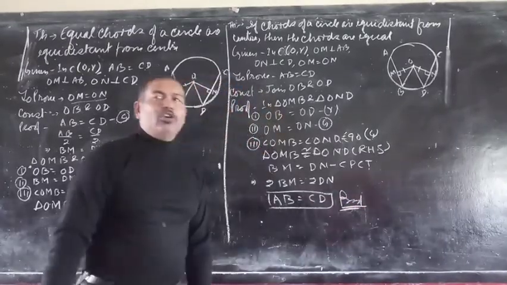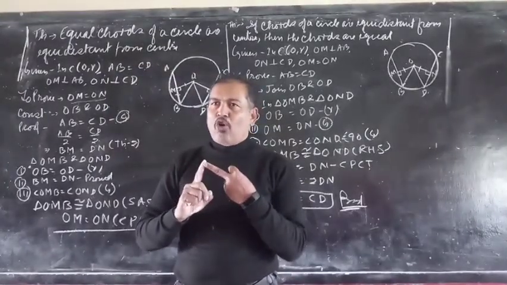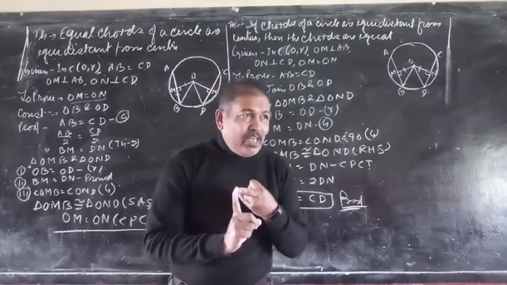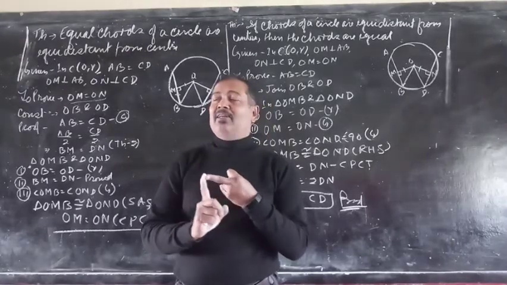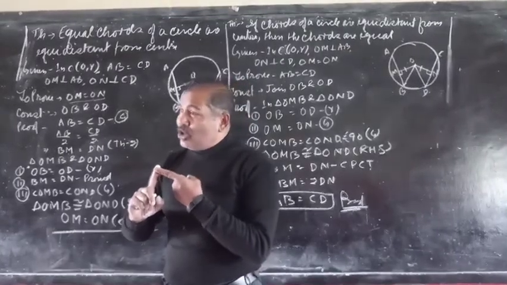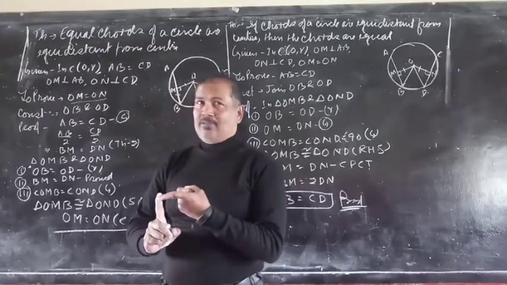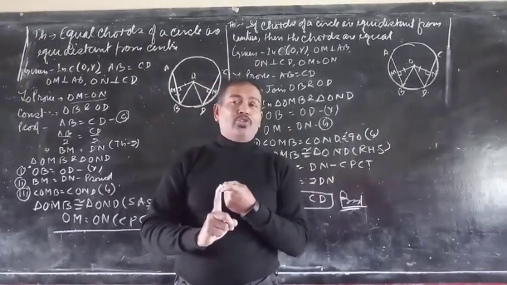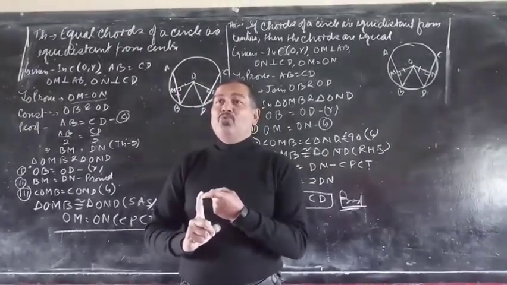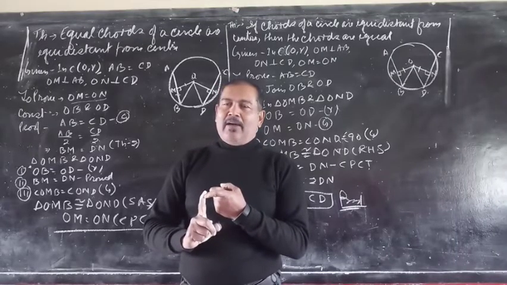So here we have gone through the two very important theorems. First theorem: equal chords are equidistant from the center. And the second theorem: equidistant chords from the center are also equal. Understood, my dear students? Yes, sir. So please practice this theorem at least two times in your copy. This is your first homework. Okay. And after that, I will take the exercise.